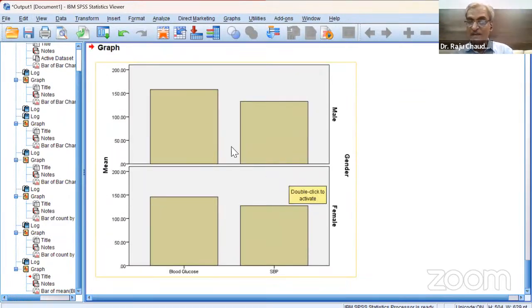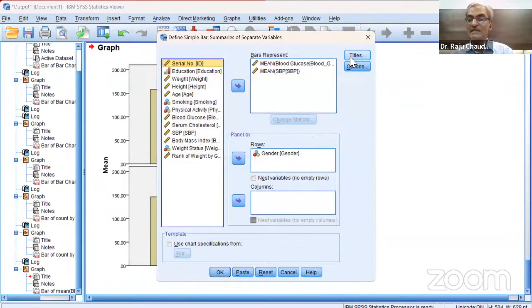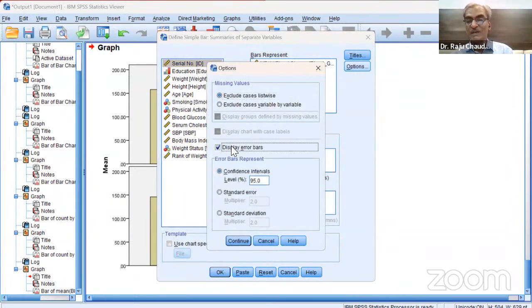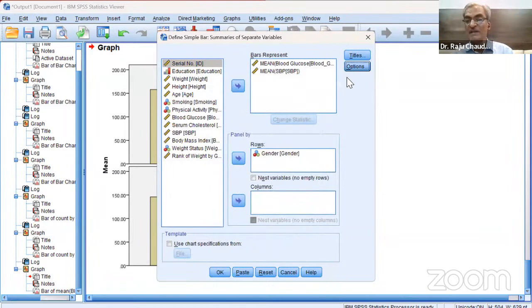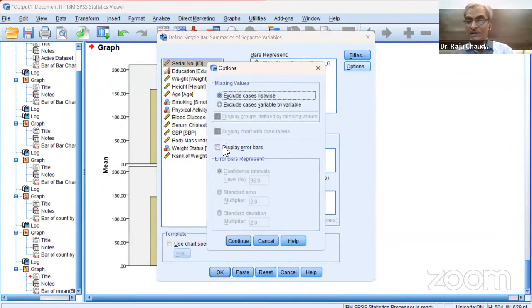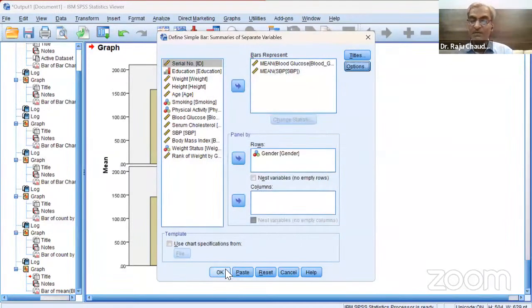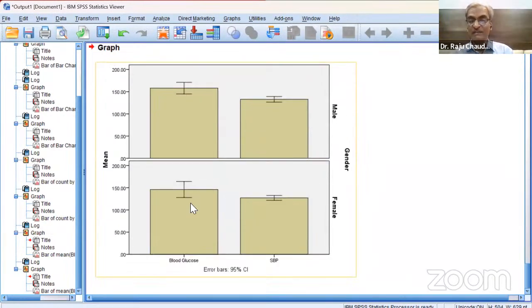Right now there are no error bars. It is simply the average. See, for gender, male and female, this is for blood glucose, this is for systolic blood pressure. But there are no errors. Why? Because I have not selected that option. So go to Options, and here you can select display error bars. I repeat, go to Options and then display error bars. By default we have a 95% confidence interval. Just click Continue, click OK, and now we have this.